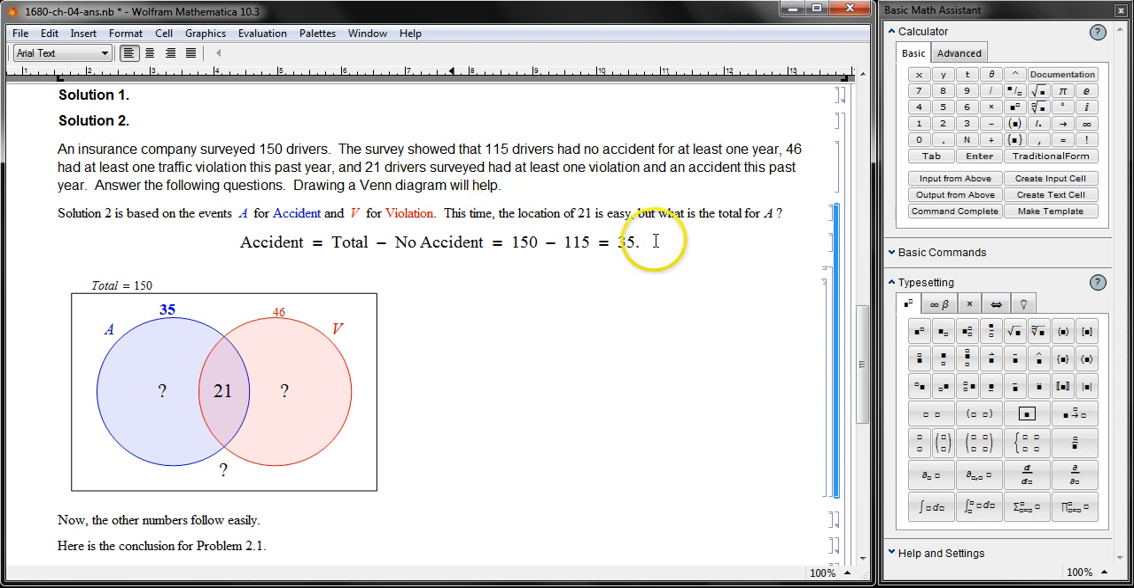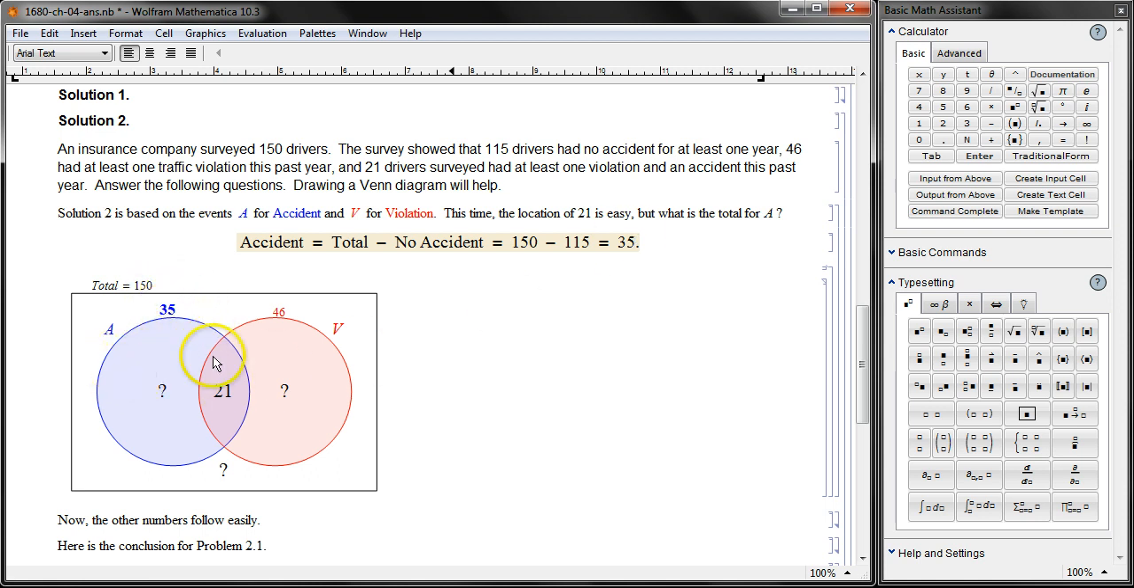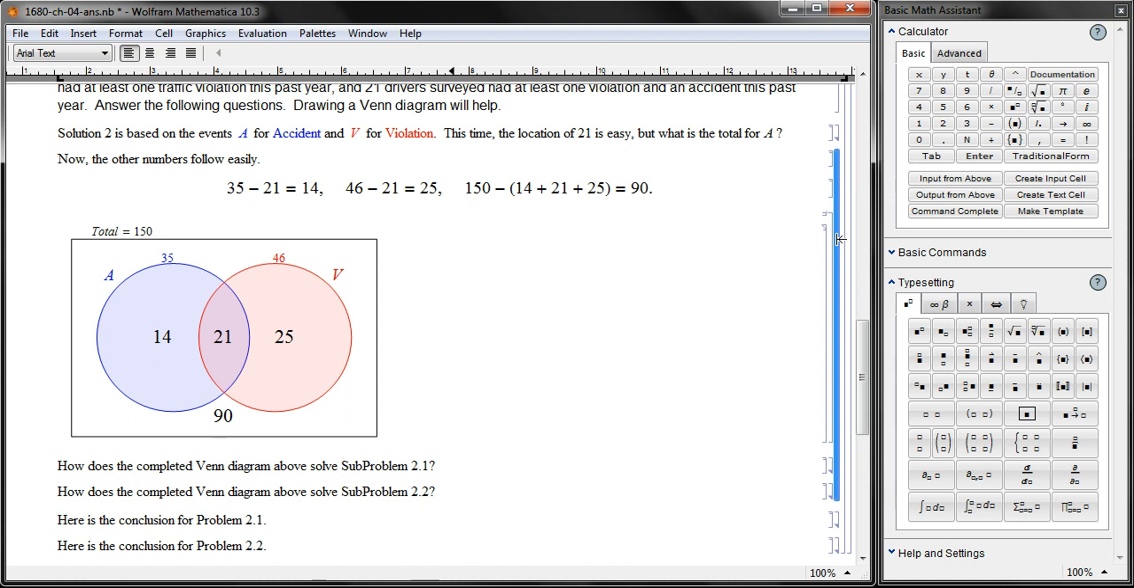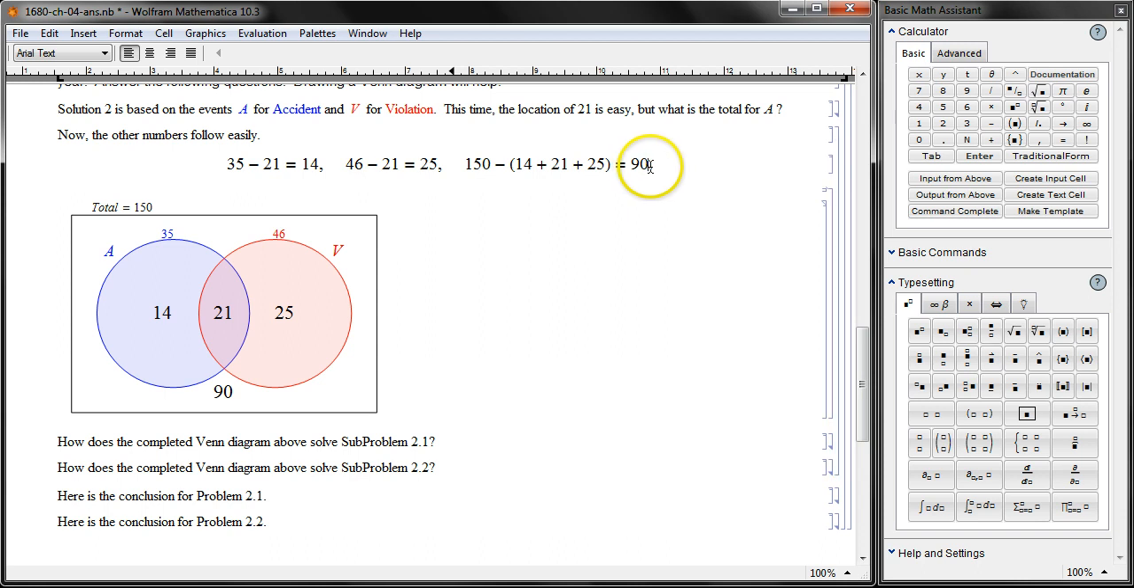See? Total accident, 150, the total, minus no accident of 115, that's 35. Then you can determine this question mark, 35 minus 21. That too is easy. Total is 46 minus 21. You have these numbers, subtract them from the total 150, and you can find out this final question mark. Here we go. Excuse me, sorry about the coughing. So here are the computations and these are the numbers.